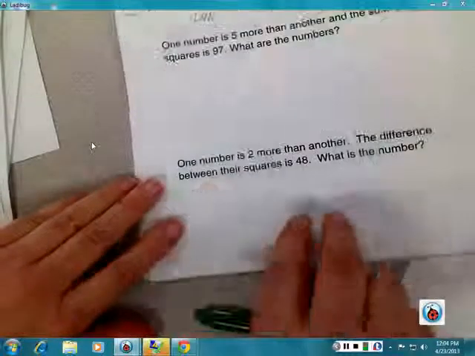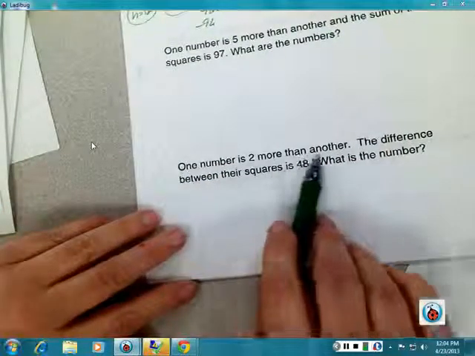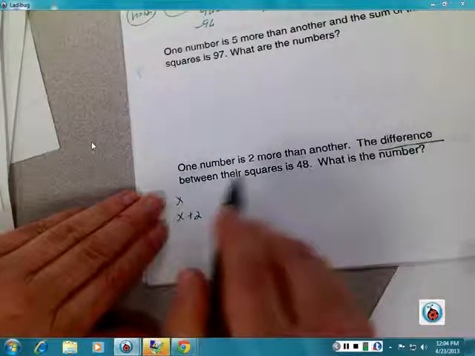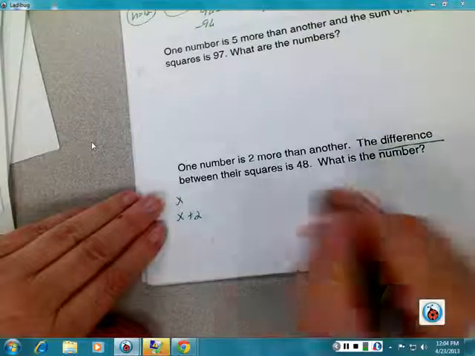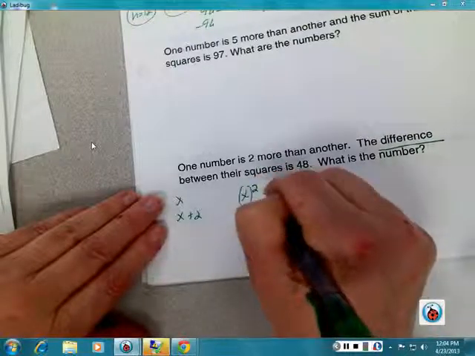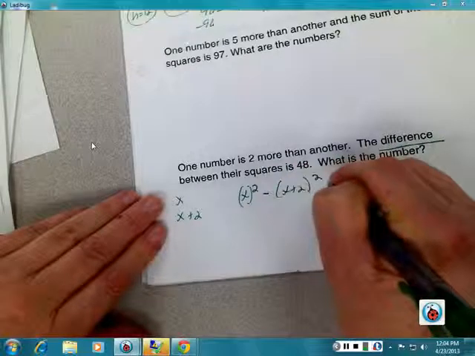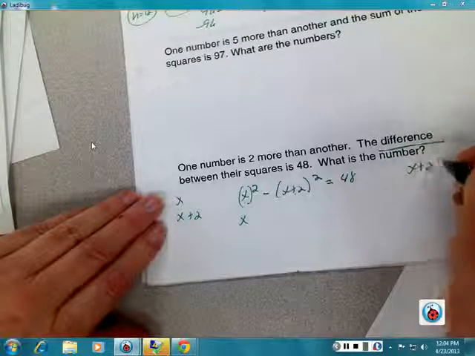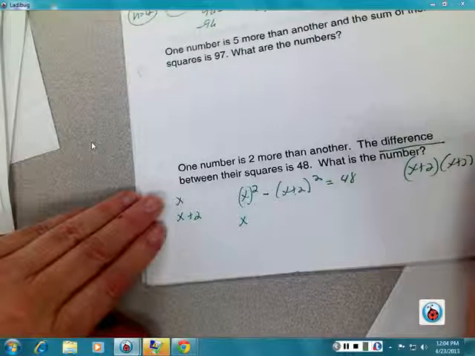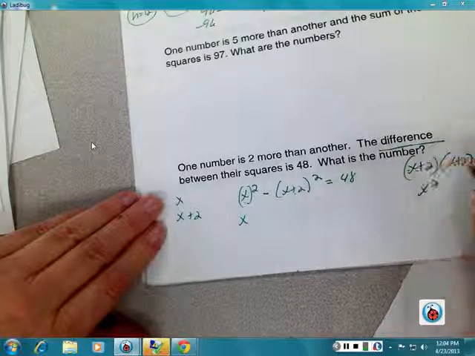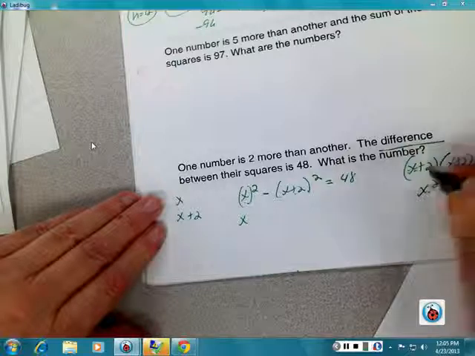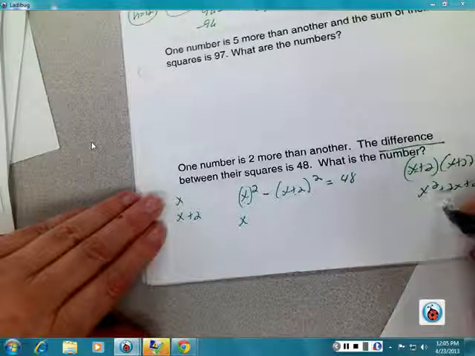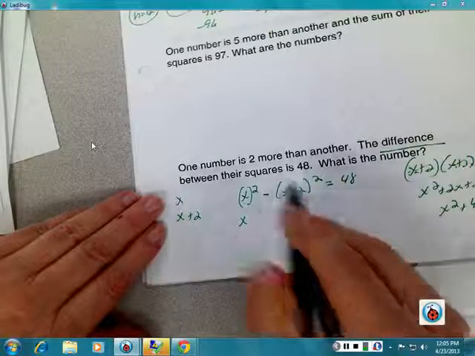This next one though is one number is 2 more than another, so that means I have x and I have x plus 2. But this one has the difference between the squares, so that means I need to subtract them. So x squared minus x plus 2 squared is equal to 48. So x squared is x squared. x plus 2 times x plus 2 is what? x times x is x squared, plus x times 2 is 2x. 2 times x is another 2x, and 2 times 2 is 4. So x squared plus 4x plus 4 is what that's equal to.